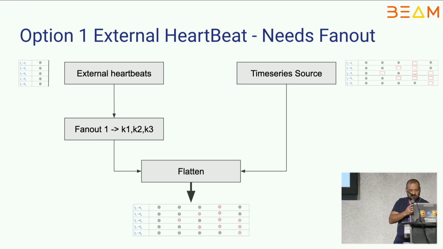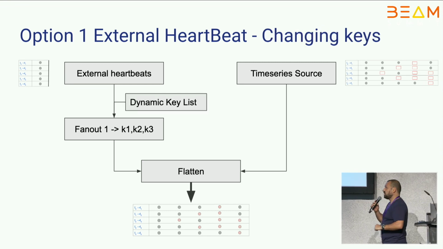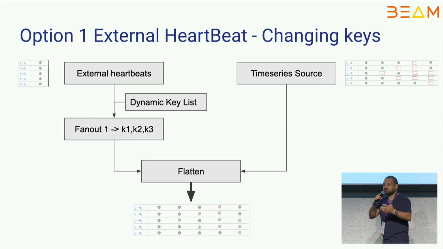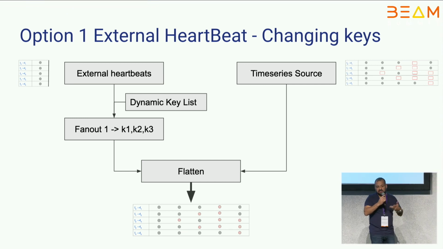The other problem is, what if the set of keys that we have keep changing? So there was 1,000 time series on Monday, there's 5,000 on Tuesday, and then we're back to 1,000 on Wednesday. And this is a very common scenario if you have, for example, IoT devices.